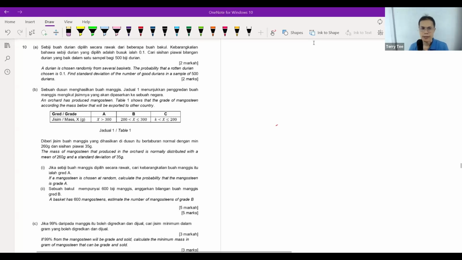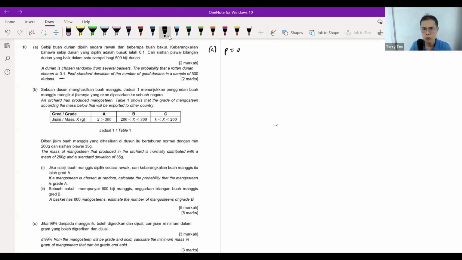Okay, let's continue with the next question. This is question number 10. This is from Form 5, Chapter 5, Probability Distribution. Here we have a durian chosen randomly from several baskets. The probability of a rotten durian is 0.1. Find the standard deviation. Okay, remember this is a binomial.